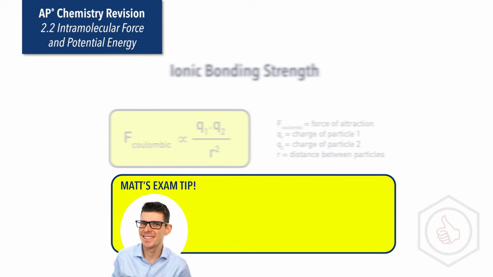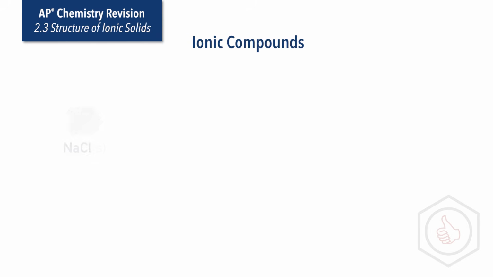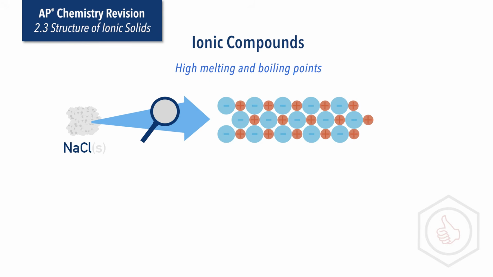Exam tip here. When comparing bonding strength in ionic compounds, we use Coulomb's law. And when comparing bond strength for covalent bonds, we use internuclear distance and the potential energy graphs previously shown. Ionic compounds generally have high melting and boiling points, meaning they exist as solid lattices. Highly ordered structures which contain positively and negatively charged ions arranged in a repeating regular pattern. This structure arises from strong electrostatic forces between the oppositely charged particles.